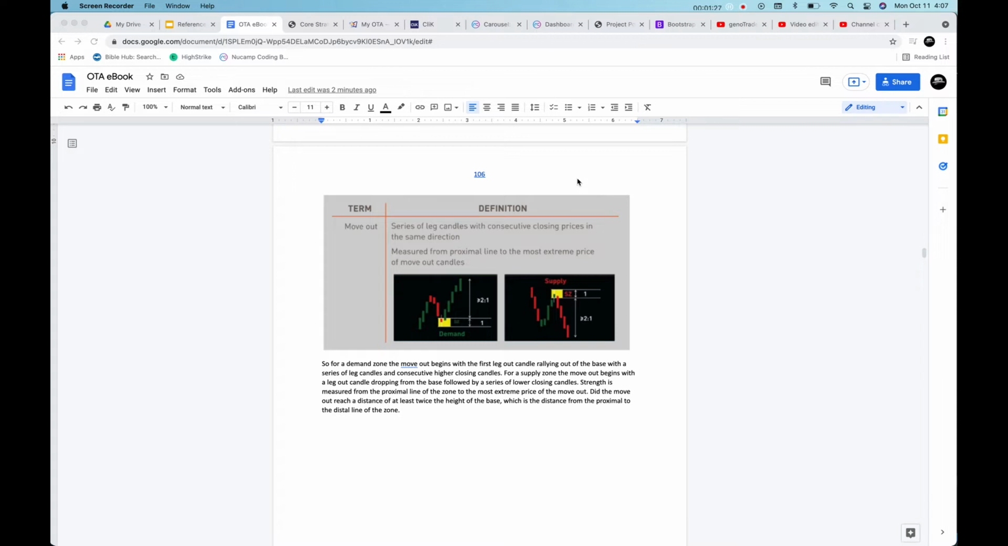Strength is measured from the proximal line of the zone to the most extreme price of the move out. We want to again figure out, did the move out reach a distance of at least twice the height of the base, which is the distance from the proximal to the distal line of the zone.